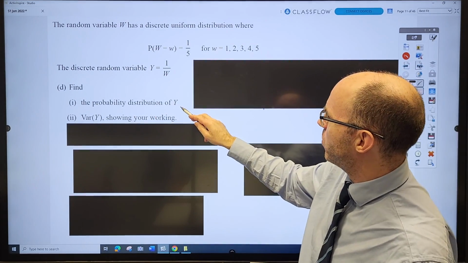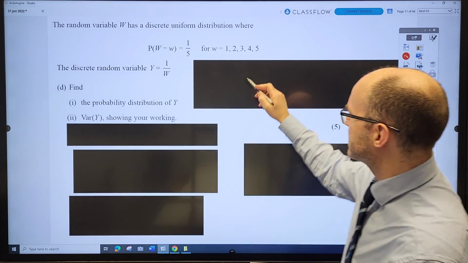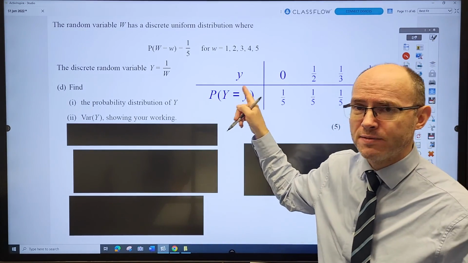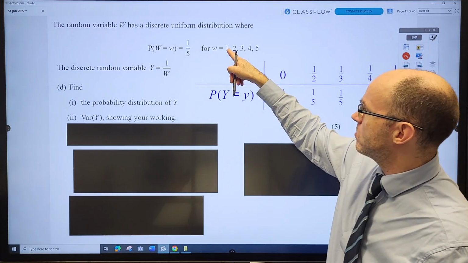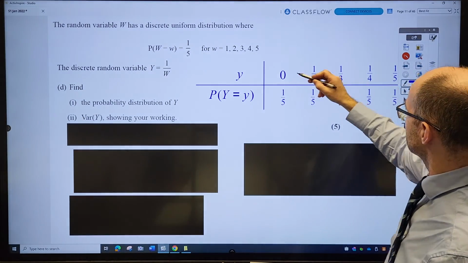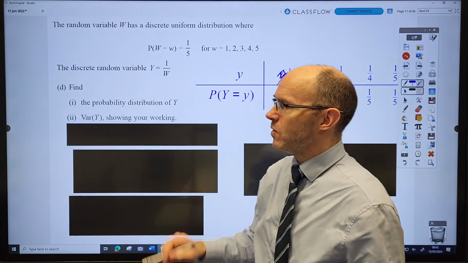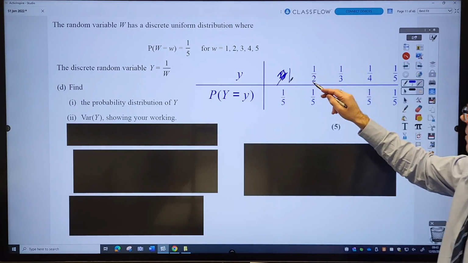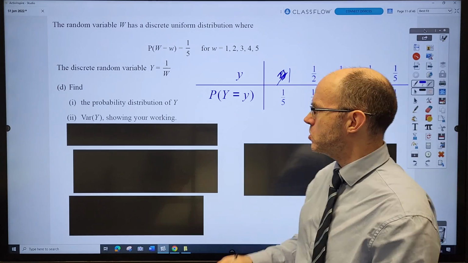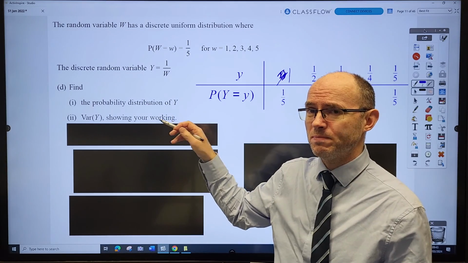Find the probability distribution of Y. Right, so Y is 1 over W. Now, probability distribution normally means that we draw a table. Okay, a table that looks like this for Y. So you've got the Y values and the probability of each one individually occurring. So Y is 1 over W, so 1 over 1, 1 over 2, 1 over 3, 1 over 4, 1 over 5. Can I just cross it out, because I didn't mean to write 0 there. No, because 1 over 1 is 1. Yeah, so 1/2, 1/3, 1/4, 1/5. And again, because it's a discrete uniform distribution, each one of these is going to be just 1/5. Quite easy, really, isn't it? And that's that. That's the probability distribution of Y.